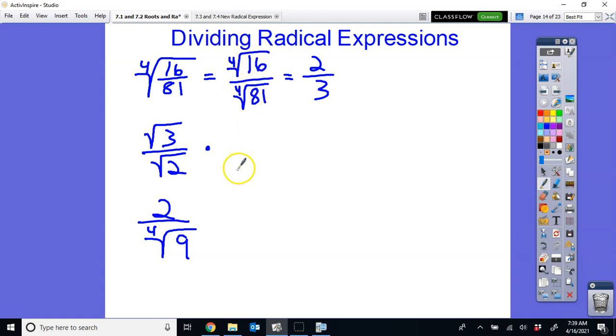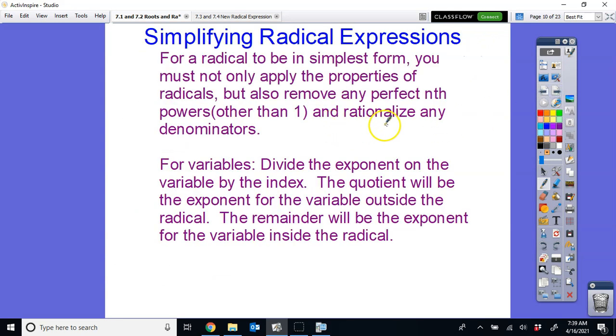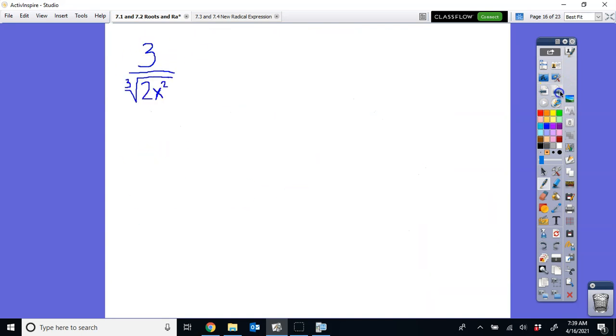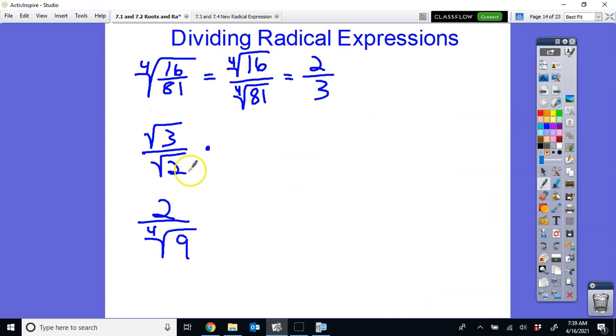So if you don't have a perfect power, remember the big key thing is you have to be able to do the last little thing in simplifying: rationalize any denominators. Meaning, you have to make the bottom of the fraction be a perfect square. Or if it's a perfect fourth power, you have to make it be a perfect fourth power. On the bottom of this one, we call this rationalizing the denominator because we're going to make the bottom be a rational number. So we multiply by the square root of 2 on the top and on the bottom.